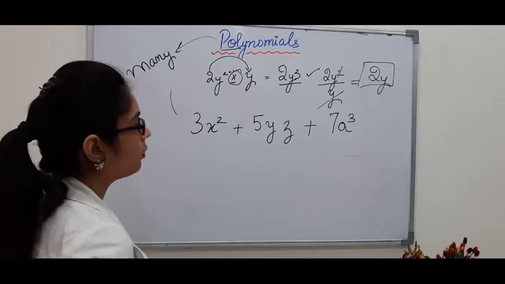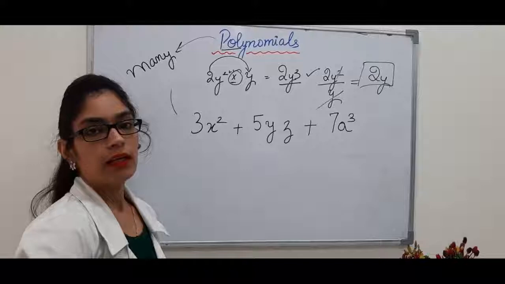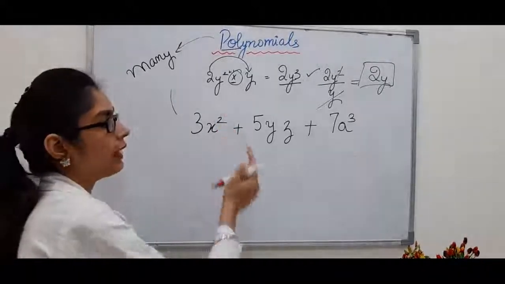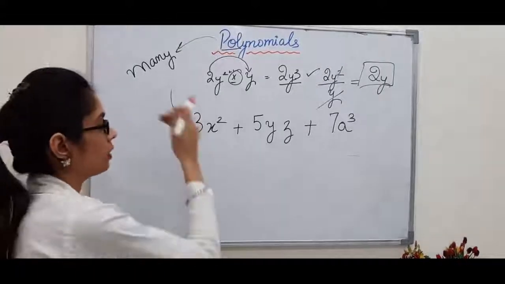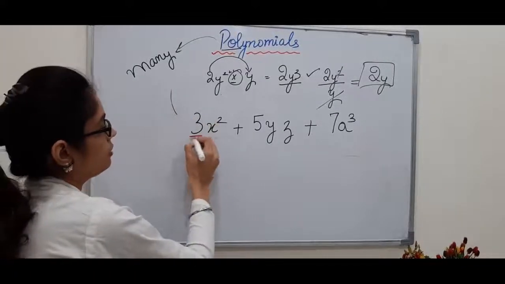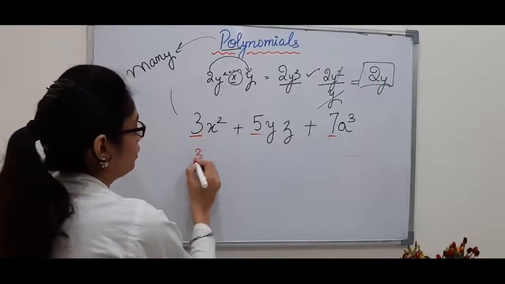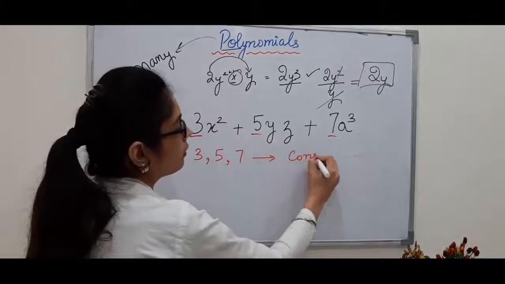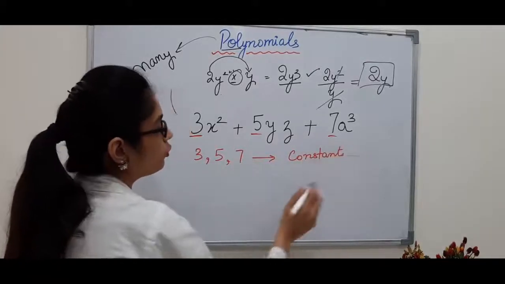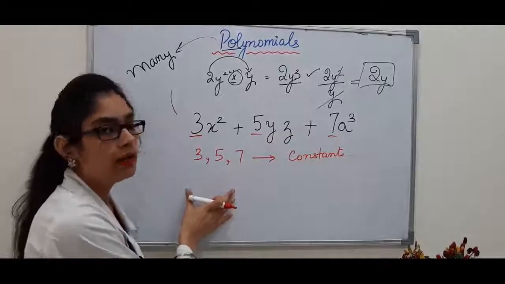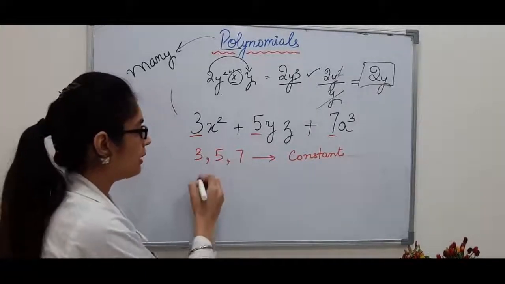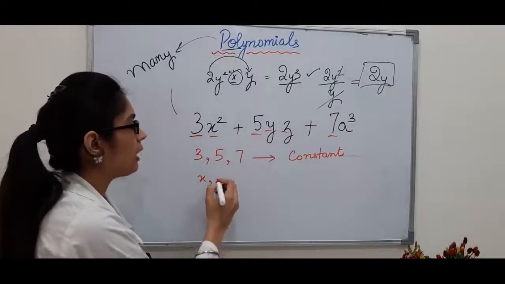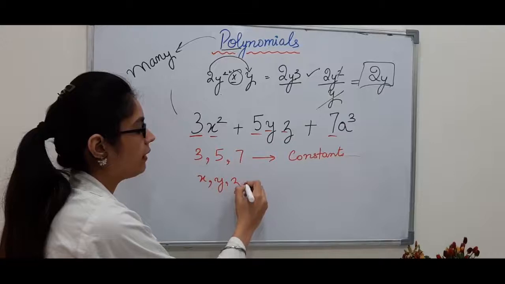So this is the polynomial which I have taken, and again we'll see which are constants, which are variables, and what is the degree. So this 3, 5 and 7, they are constants. Any number which is not going to change is termed as a constant. Variables: x is there, y, z is there, and a is also there. So variables are x, y, z and a.